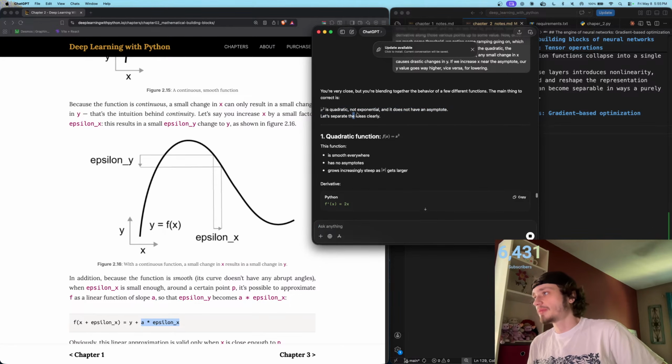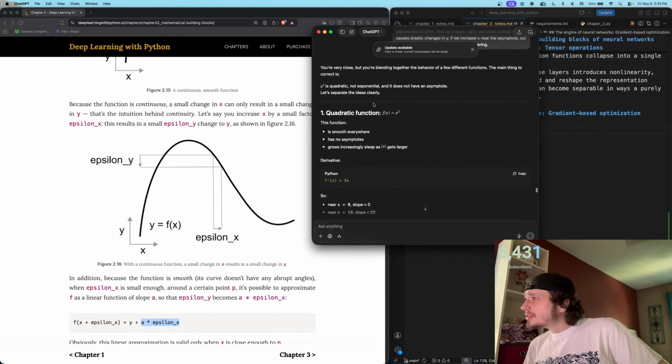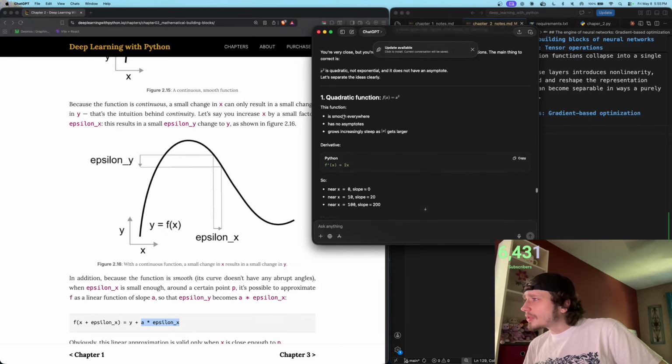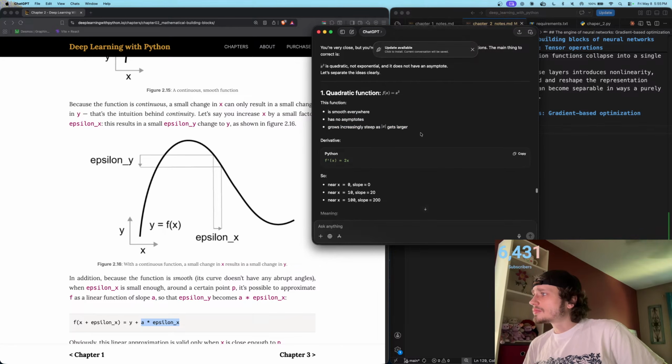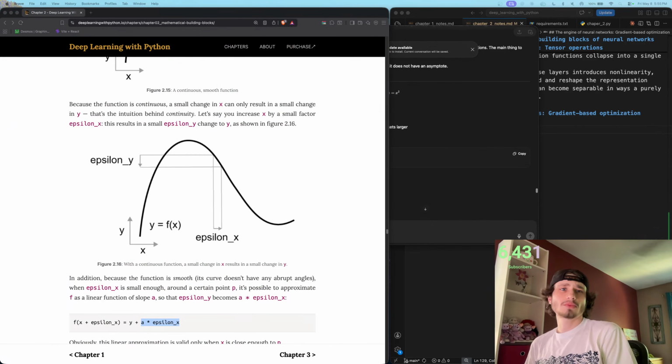Sorry, it's quadratic, my bad. Exponential is the other way, the e at the front. Sorry, quadratic function. I misspoke. This function is smooth everywhere, no asymptotes. It has no asymptotes? Oh, I'm dumb. Hold up. That's right. Let me open up Desmos. I haven't looked at one of these in a while.